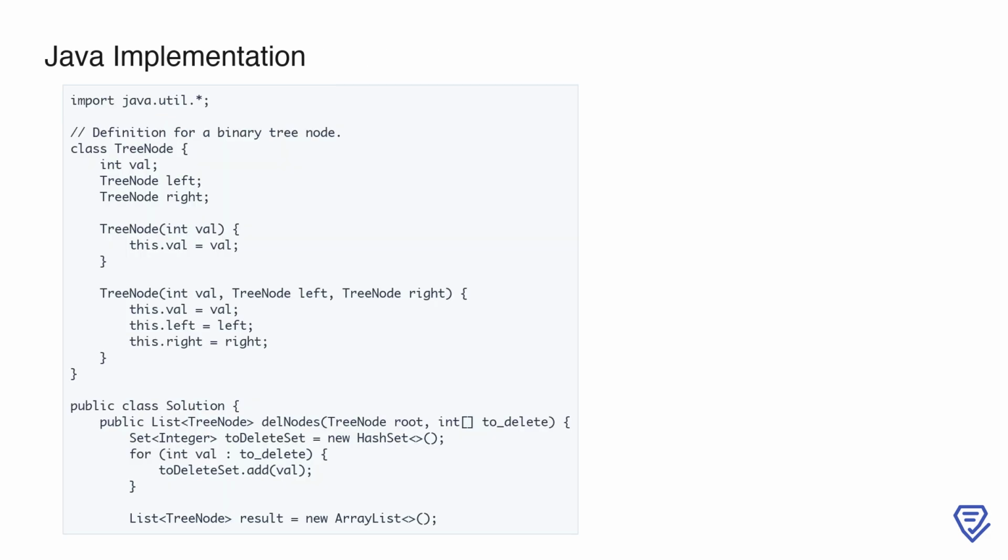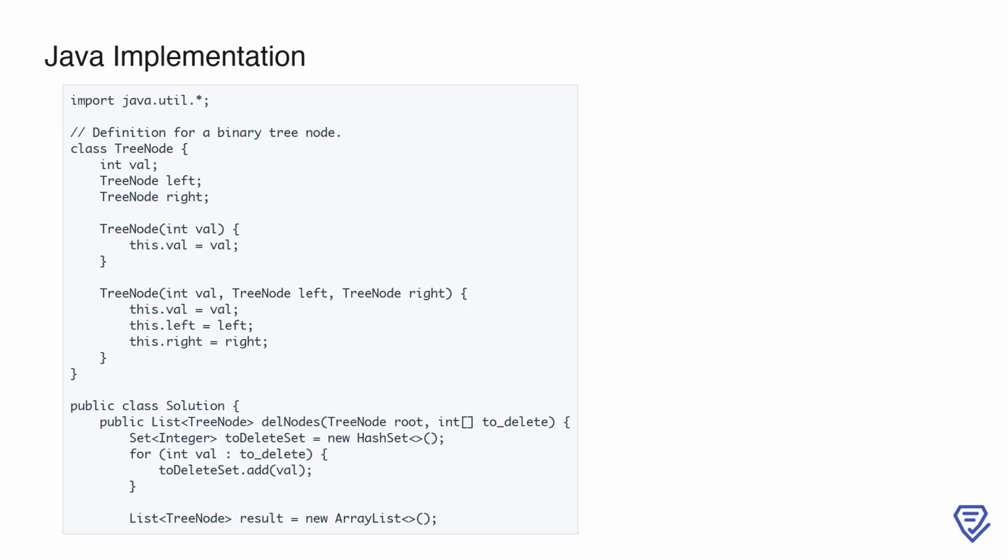To solve the problem of deleting nodes and returning the forest, we begin by defining the tree node class, which represents a node in the binary tree. Each tree node has a value, a left child, and a right child. We then create the main solution class, where the delNodes method will handle the logic of the problem.